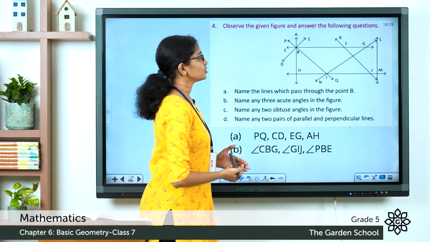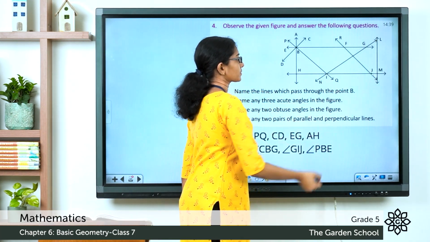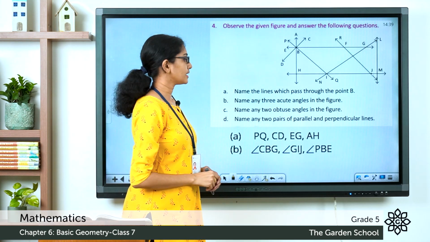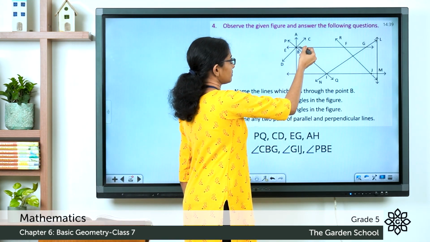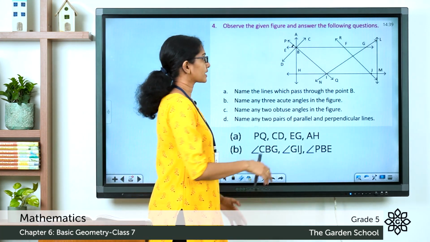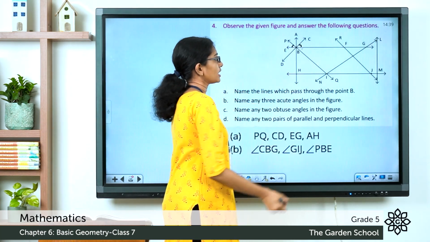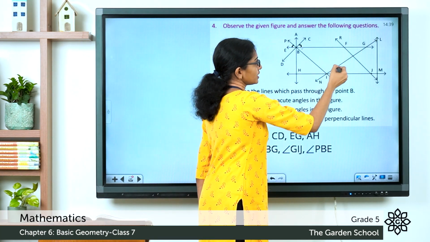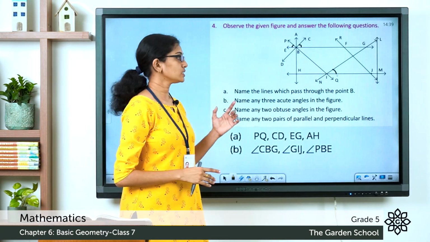Then angle GIJ. See, GIJ. That is also one acute angle there. Then angle PBE. PBE. This one is also an acute angle. So 3 acute angles are angle CBG, angle PBE and also angle GIJ. These are 3 acute angles from the figure.